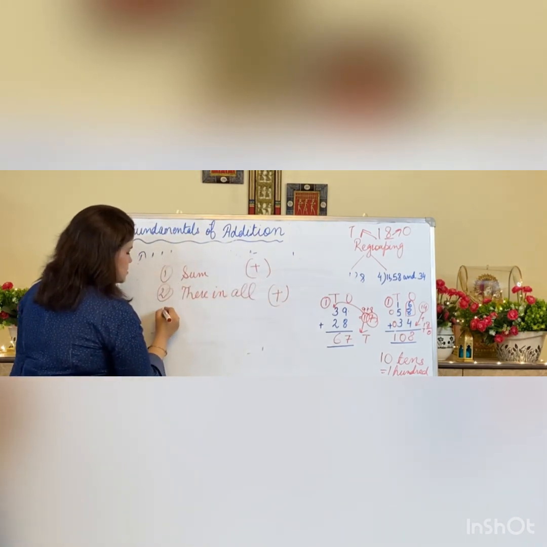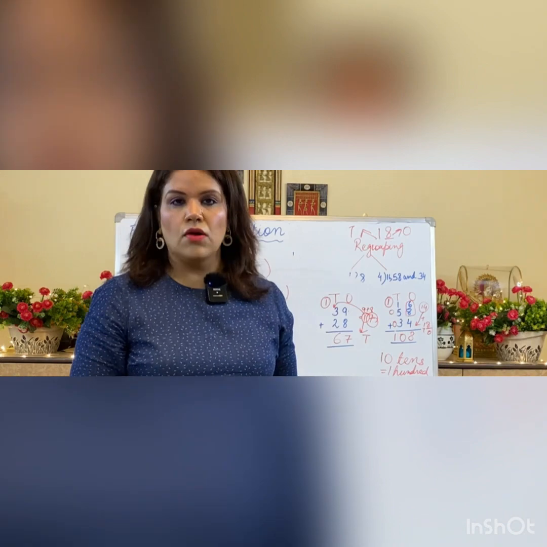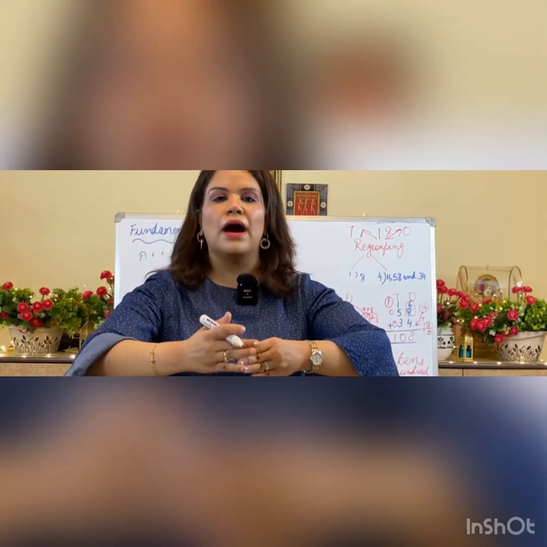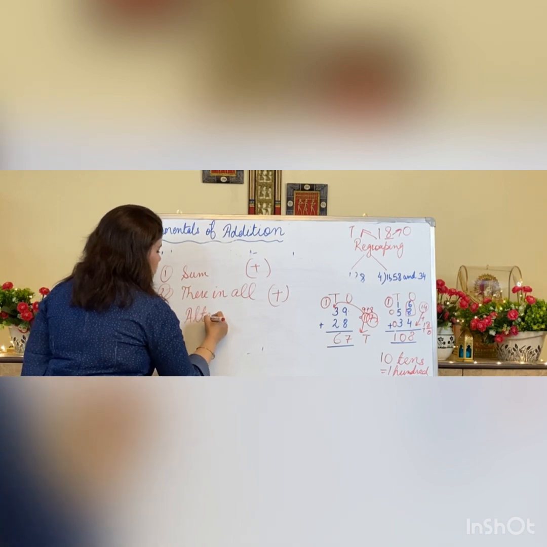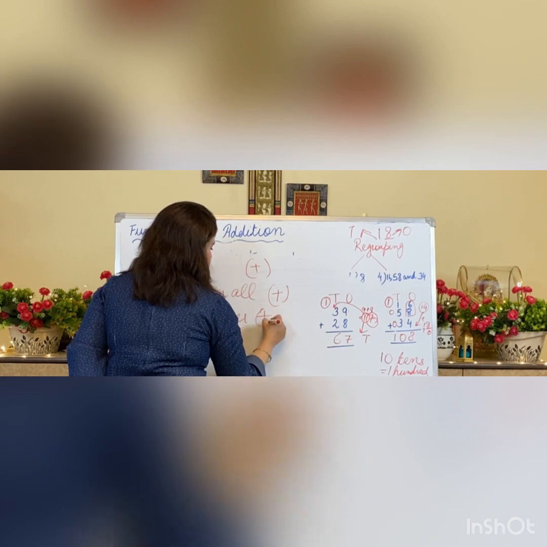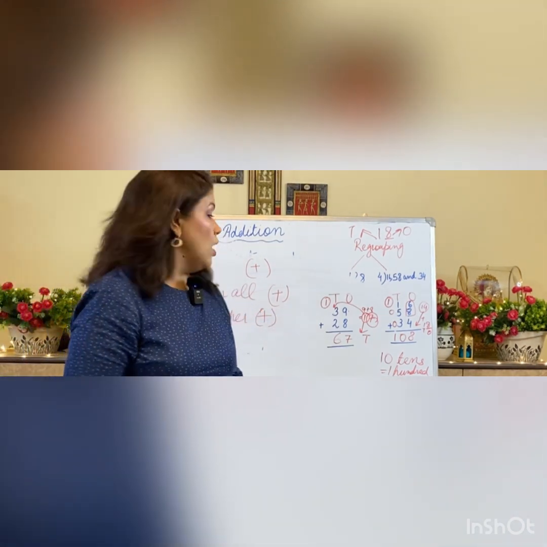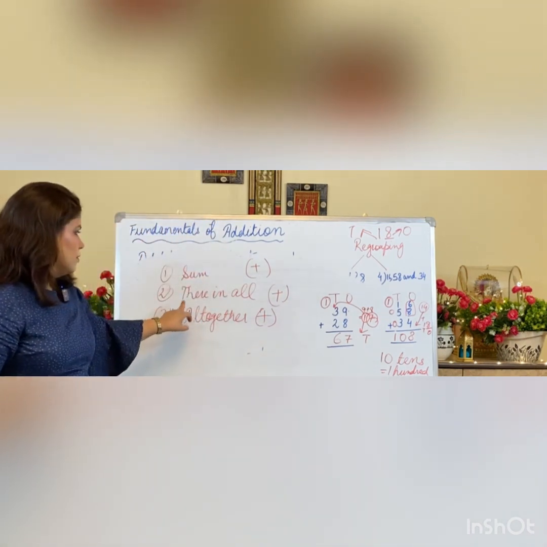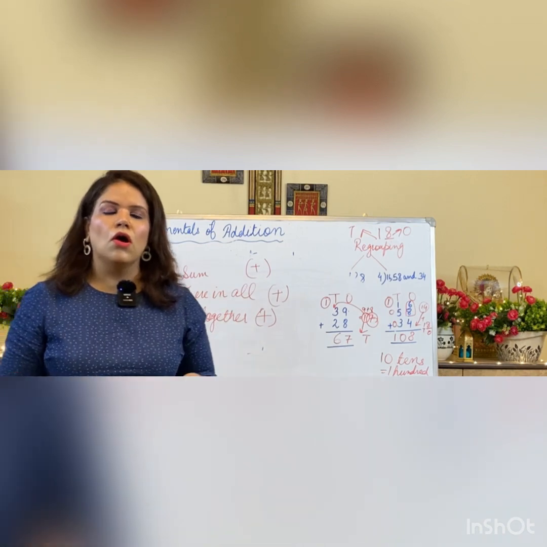The third is how much this will be all together. All together means you have to combine. Combining means addition. Is it clear? How many are there in all? How much will it be after we are taking all together?